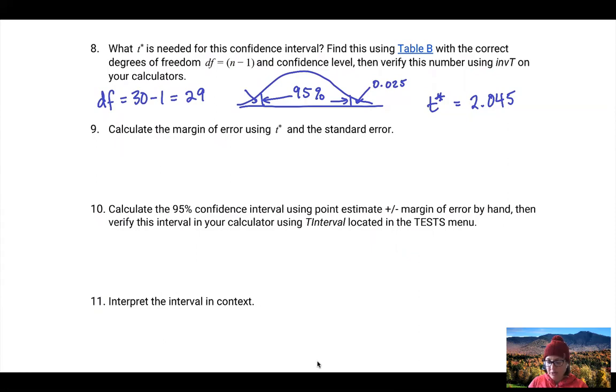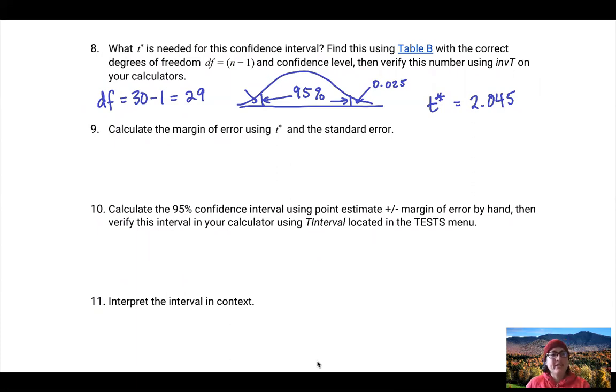If you go to second distribution, so second VARS, and go down to number 4, it says inverse T. It asks you to put in the area, so put in 0.025, the degrees of freedom, 29, and then paste that in there. When you do that, it's going to give you the negative version of the T star number, but just ignore the negative and put in the positive version. Alternatively, if you didn't like that, you could find the positive version. I'm going to let you figure out how to do that on your own though.